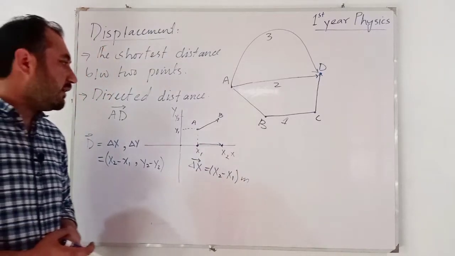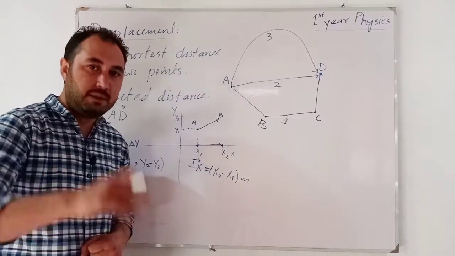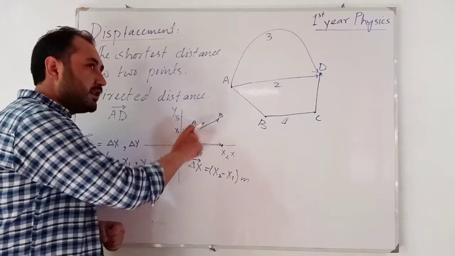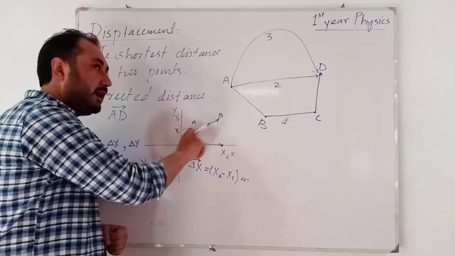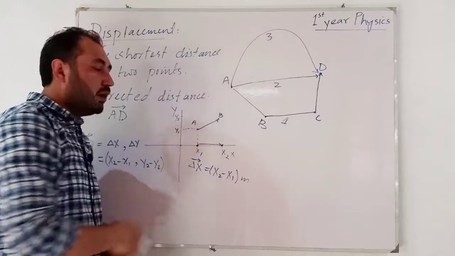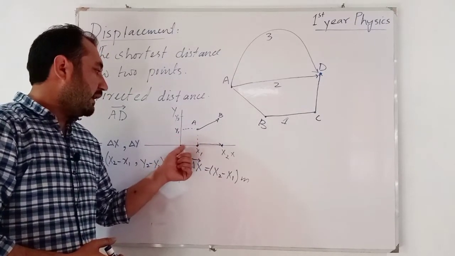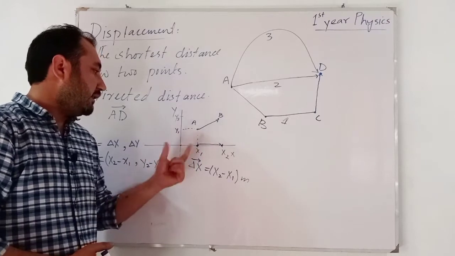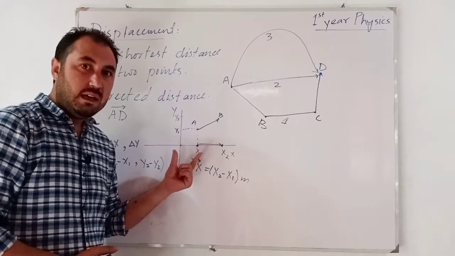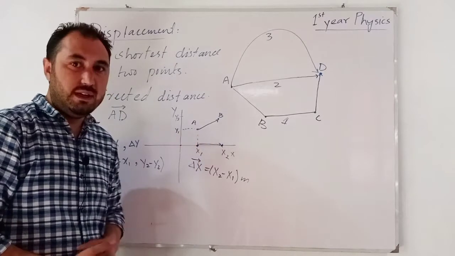And we can even find the displacement in three-dimensional space. If an object is moving along some direction in space, we have to find the coordinates along the x, y, and z axes, and find the difference between such two coordinates, right?